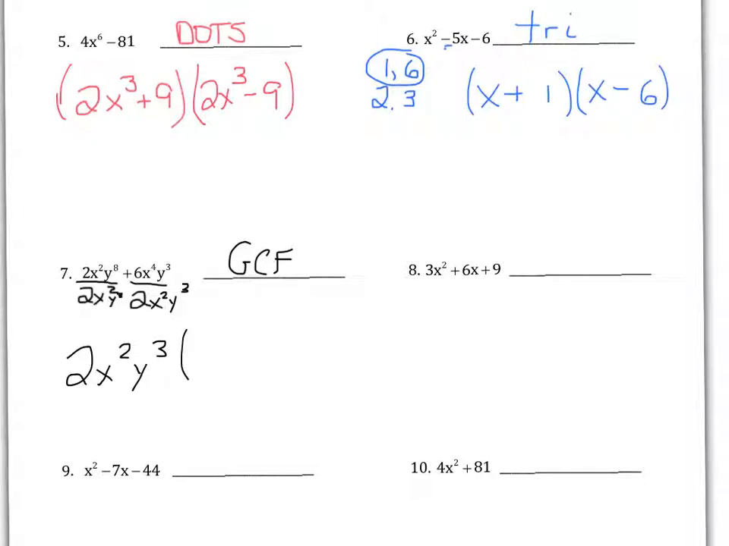I pull that out. The first guy only has 5 y's left. And the second one, 6 divided by 2 is 3. And it's going to have 2 x's left over.